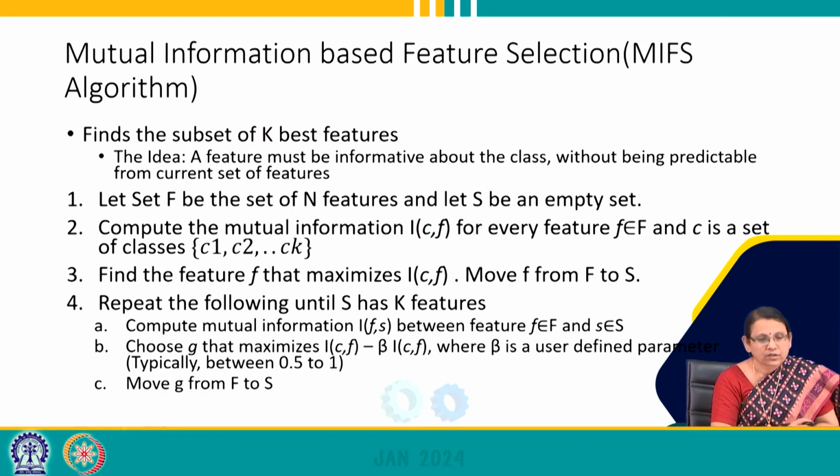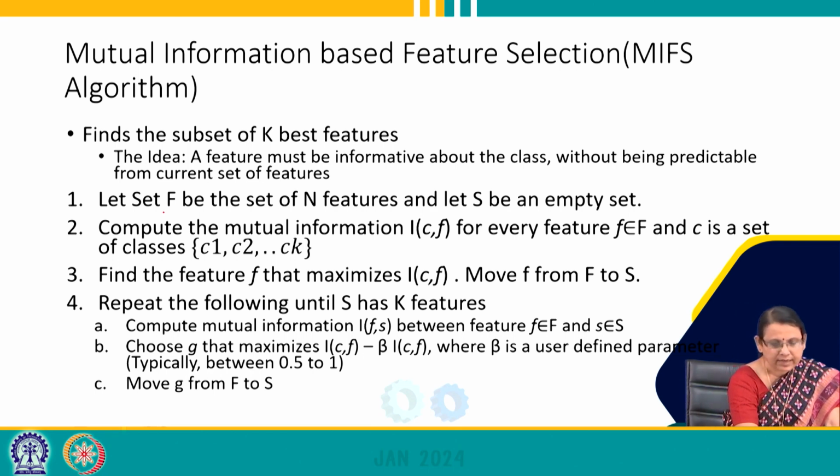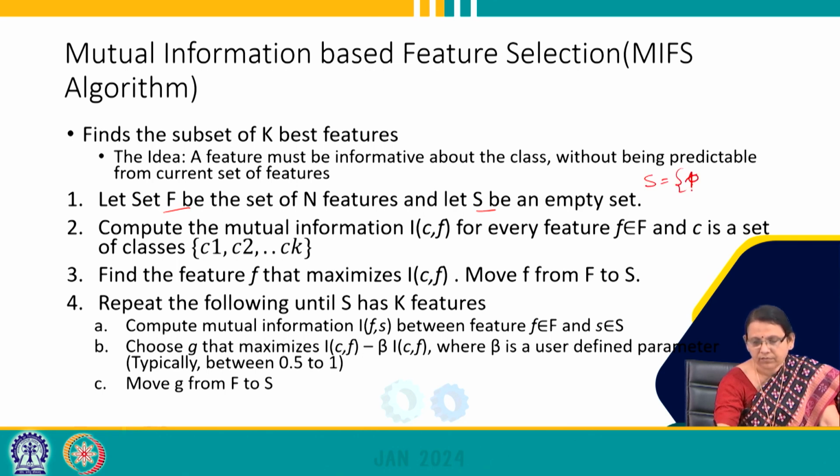Then the last approach is mutual information based feature selection, for which some algorithm is used. In this algorithm, we are supposed to find the best subset of k features out of a total of, let us say, n number of features. So, how do you move about it? First of all, create 2 sets, F and S. S does not have any value, and F contains all the N features.